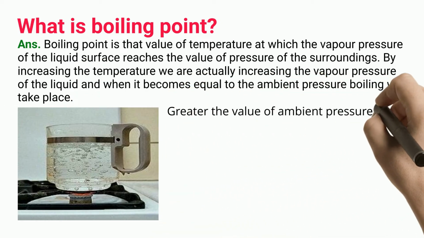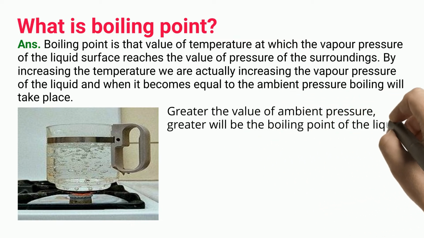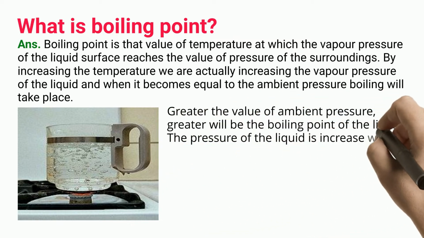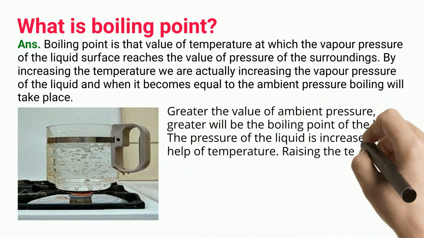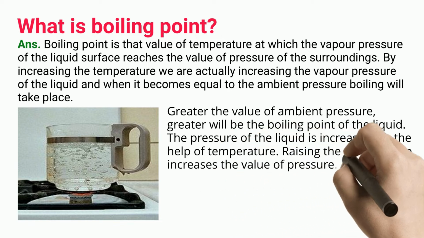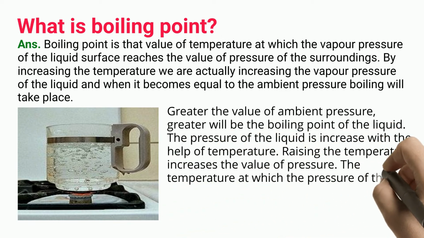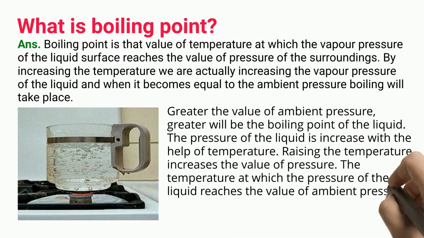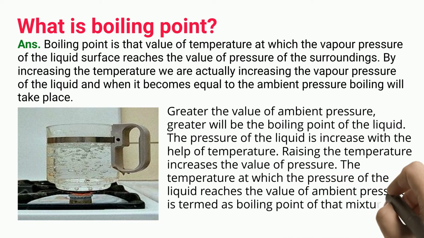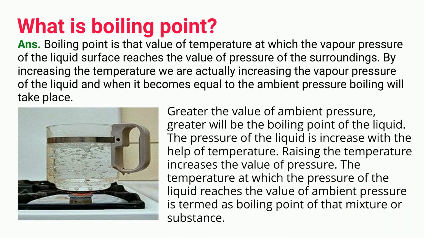Greater the value of ambient pressure, greater will be the boiling point of the liquid. The vapor pressure of the liquid is increased with the help of temperature. Raising the temperature increases the value of pressure. The temperature at which the pressure of the liquid reaches the value of ambient pressure is termed as boiling point of that mixture or substance.